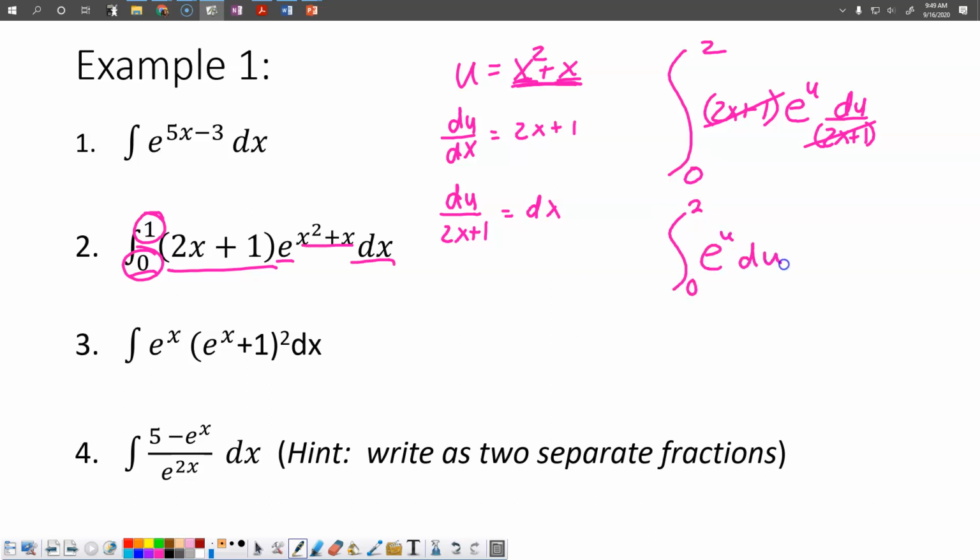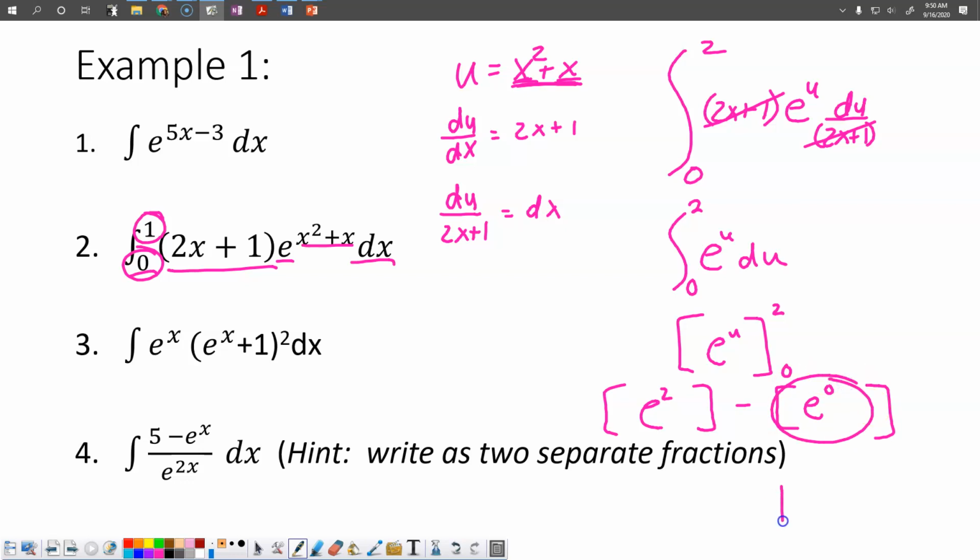And since this is a definite integral, we're going to integrate it, and we're going to put brackets around it. And then we do our little fundamental theorem of calculus where we write it twice. One where you plug in the 2, one where you plug in the 0. And anything to the 0 power always equals 1. So here would be our final answer, e squared minus 1.